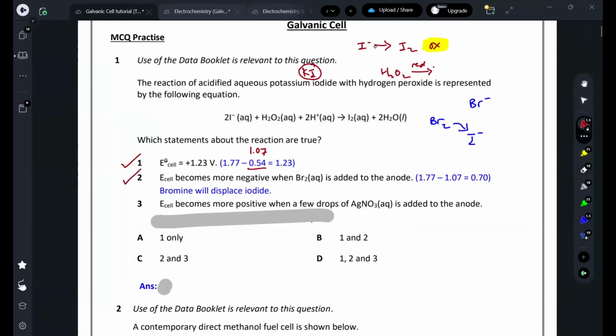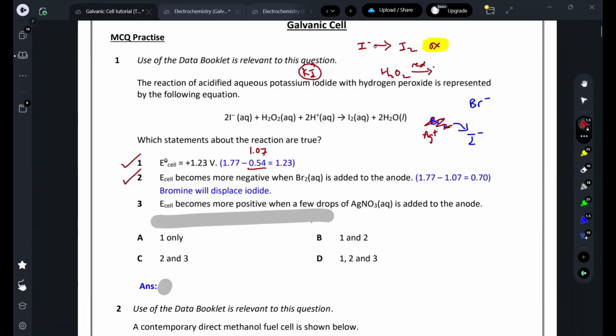How about statement 3? E cell becomes more positive when a few drops of silver nitrate is added to anode again. So this time round, we don't add Br2, we add Ag+. Guys must remember, when you add silver nitrate, nobody cares about the nitrate. You're just adding silver plus. Okay, because nitrate not reactive. So silver plus you add to I minus, it will become what? Silver iodide, which is a yellow PPT.